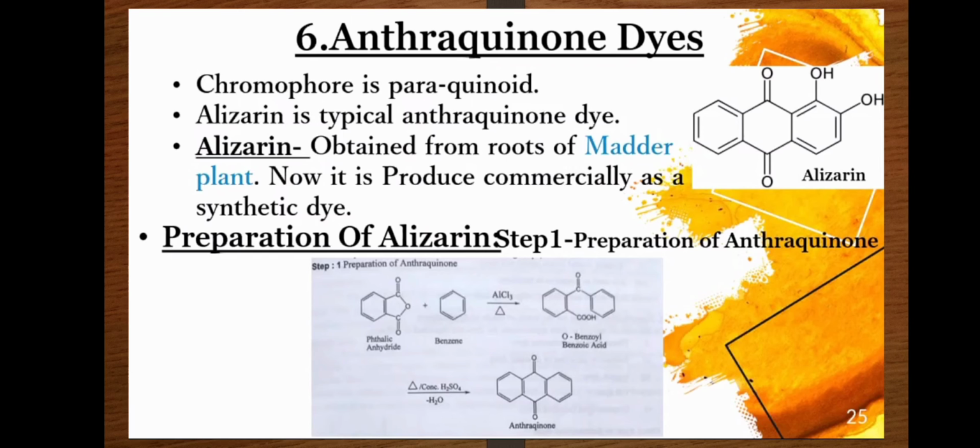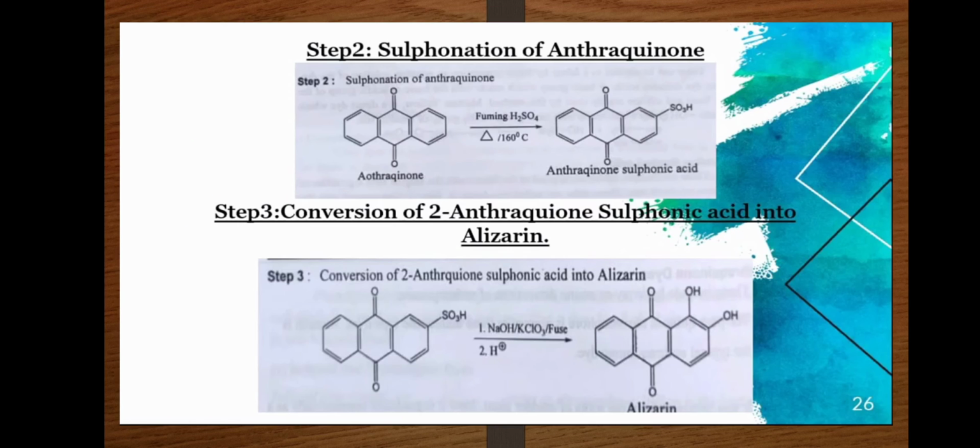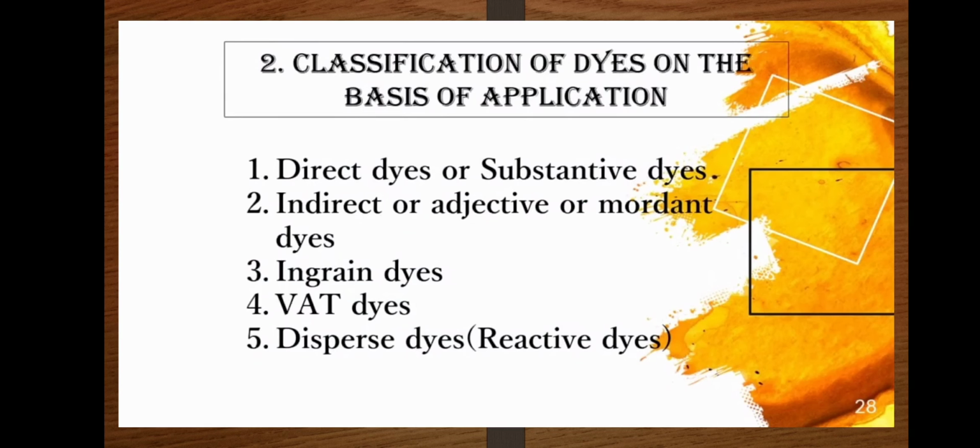Anthraquinone dye. Chromophore is paraquinoid. Alizarin is a typical anthraquinone dye. Alizarin is obtained from the root of the madder plant. Now it is produced commercially as a synthetic dye. Preparation of alizarin in three steps. Step first is preparation of anthraquinone. Second, sulfonation of anthraquinone. Third step is conversion of 2-anthraquinone sulfonic acid into alizarin.